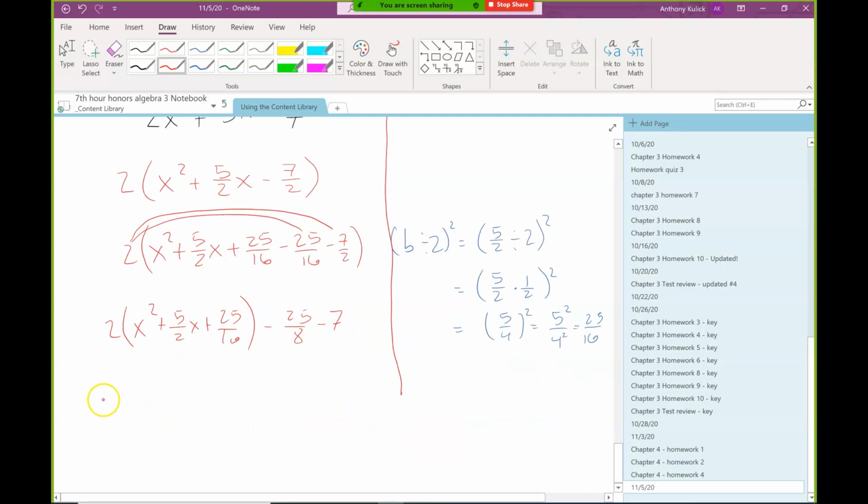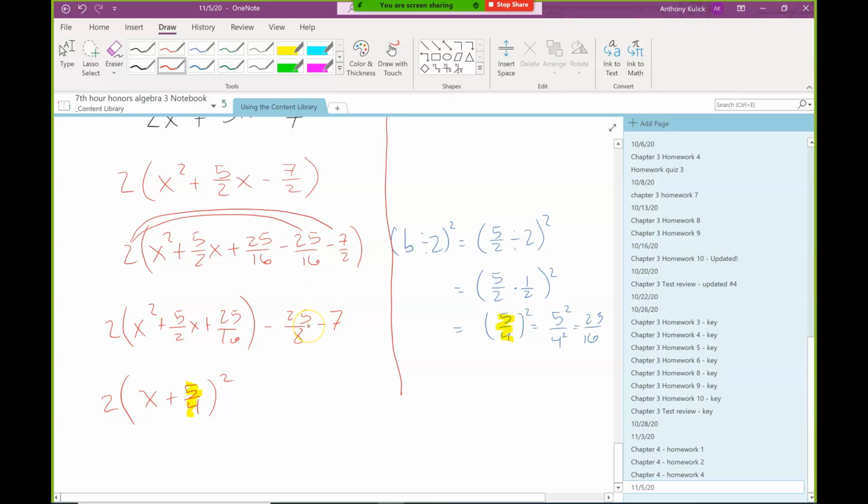Okay, so then we need to factor that trinomial there. How does it factor? It's always going to be x plus b over 2, which in our case is 5/4. Everybody good with that? So I just took that from the work I already did. No need to do it again.